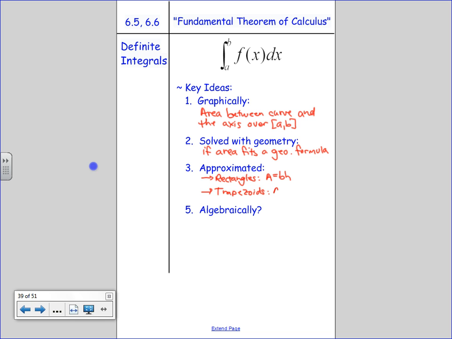Tons of integration formulas, Riemann sum approximations, etc. Definition of an integral. A equals 1/2 base times height 1 plus height 2.